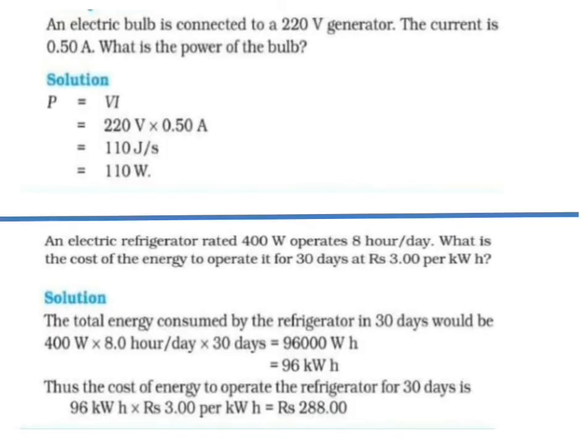We all know the formula of energy is power into time. Power is given as 400 watt and the time is given as 8 hours per day into 30. So the answer will be 96000 watt hour, and I've already told you that 1000 watt hour equals 1 kilowatt hour. So our answer will be 96 kilowatt hour. Now the cost will be 96 into 3, so the answer is rupees 288.